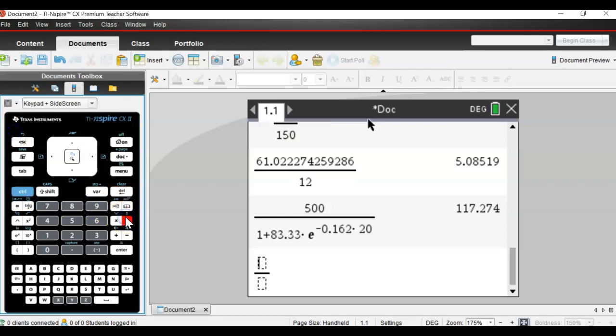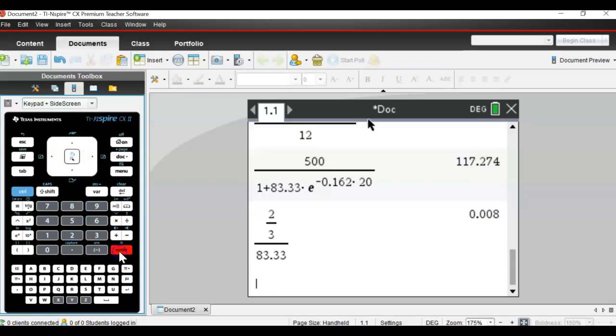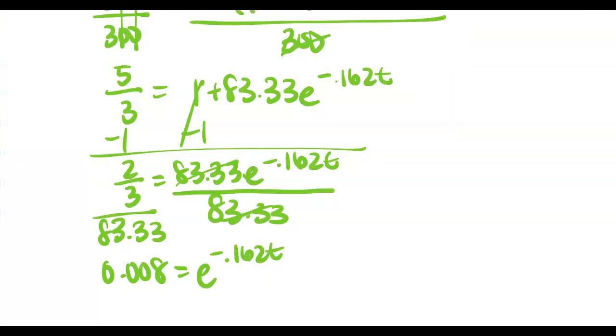So I use my fraction button, and we're going to do 2 over 3. So I'm going to make another fraction for my numerator. 2 over 3. And we're going to divide it by 83.33. That's going to give me 0.008. And that will now equal e raised to the negative 0.162 t power. And I know you can't see what I'm writing, but I just wanted to write that before I moved it. So over here, I have it written down.